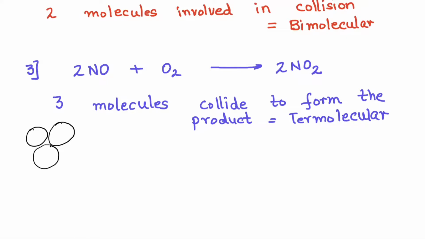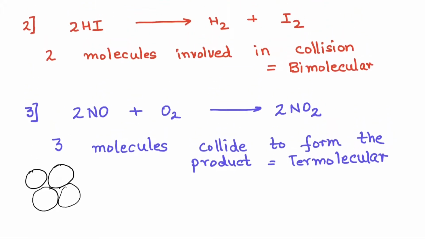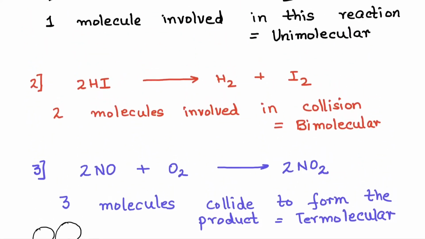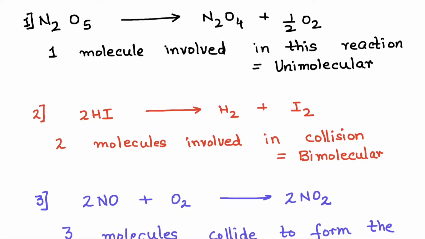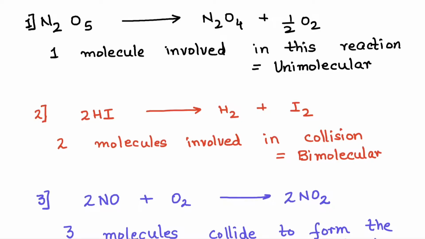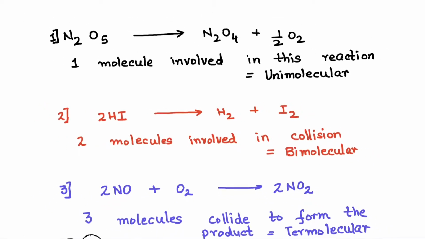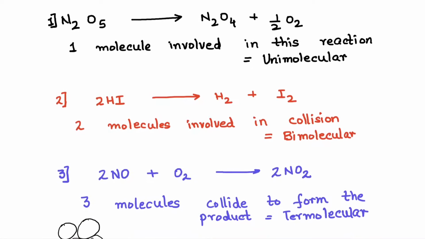So the more the number of molecules, the more the difficulty in collision, right? But nevertheless, these molecules are colliding with each other in order to form the product. Now, based on what you can see here, I have given the names unimolecular, bimolecular, termolecular, and so on, right? So what do you understand by the term molecularity so far?